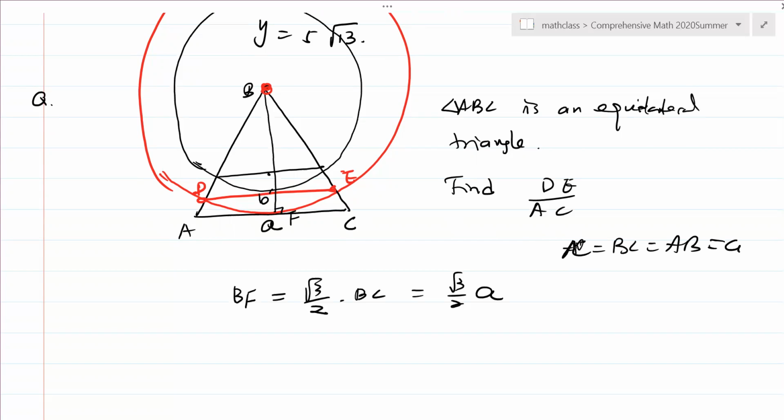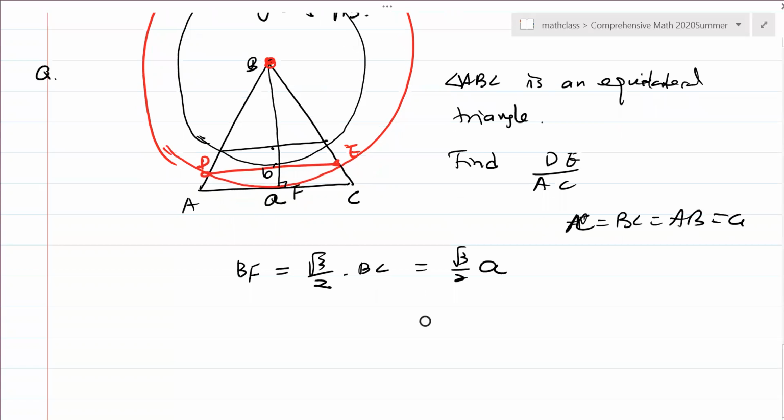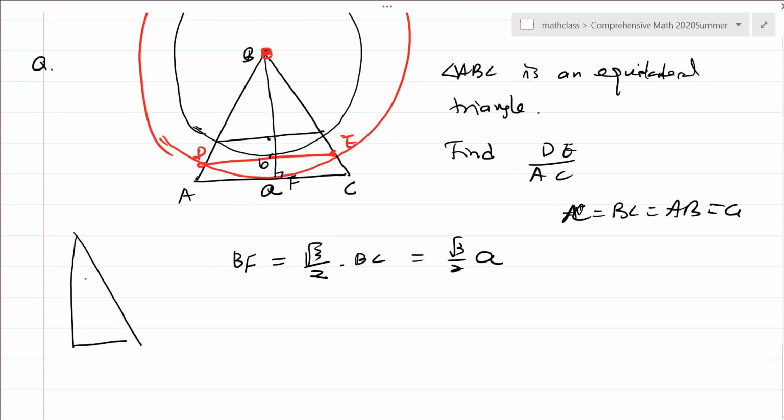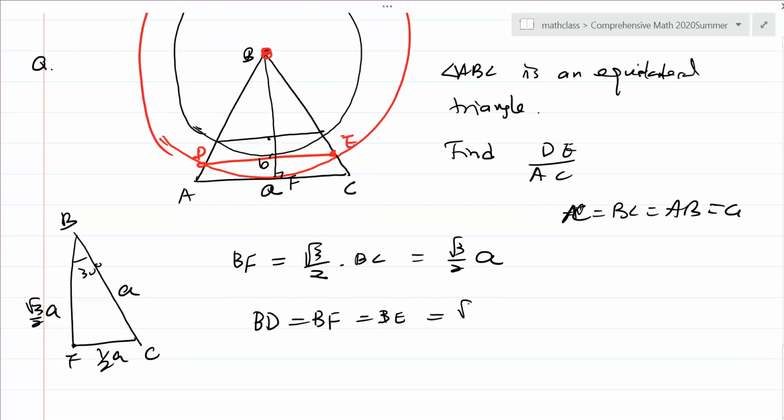So BF is going to be, this is a special 30 degree triangle. This is B, that's F, that's C, and this side is A. This side is half of it. You know that BD is going to be the radius of that circle. So BF is going to be BE, and that's all equal to square root 3/2 A.